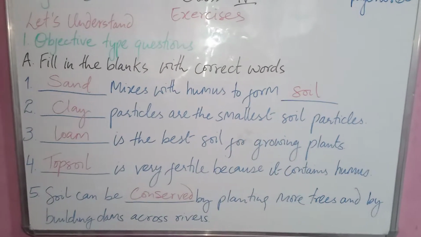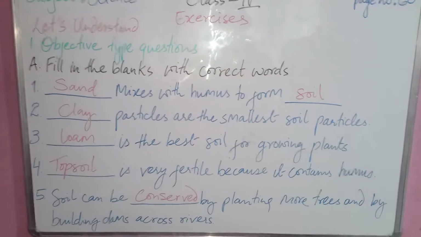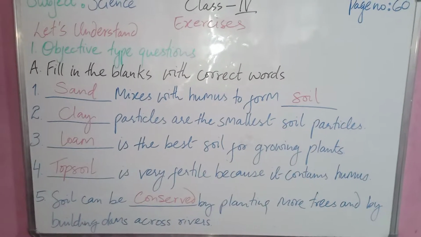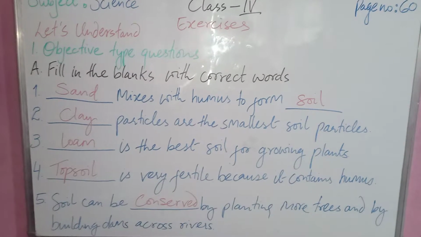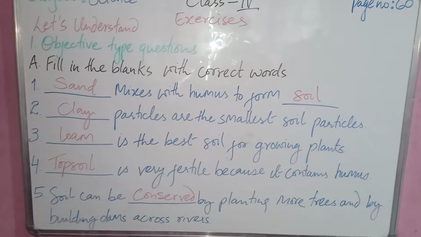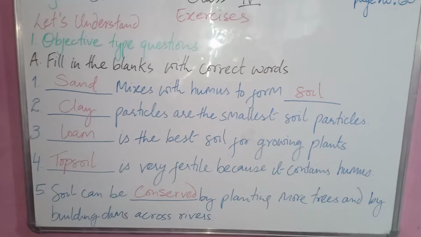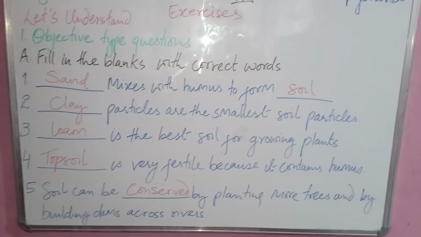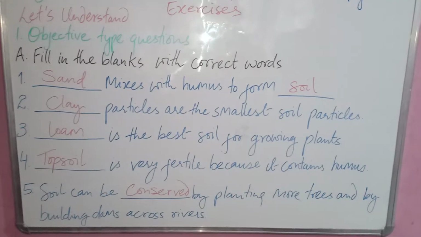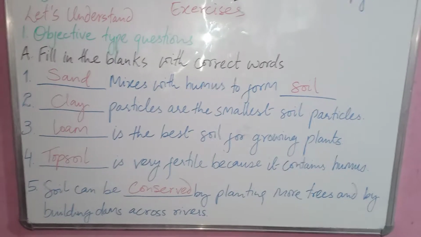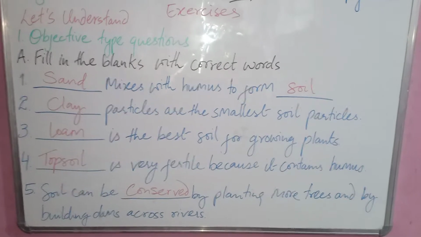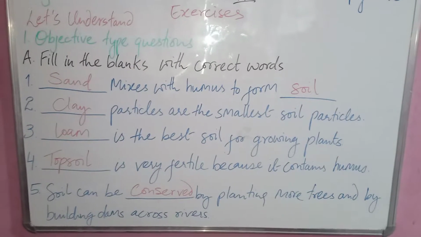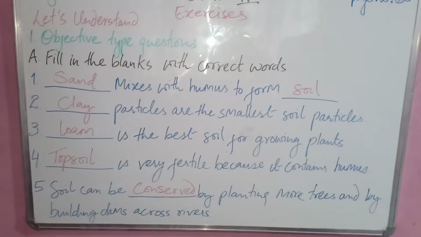Then we have question number 4. Dash is very fertile because it contains humus. Okay, so obviously it is topsoil. Topsoil is very fertile because it contains humus. Then we have question 5. Soil can be dashed by planting more and more trees and by building dams across rivers. So soil can be conserved by planting more trees and by building dams across rivers.